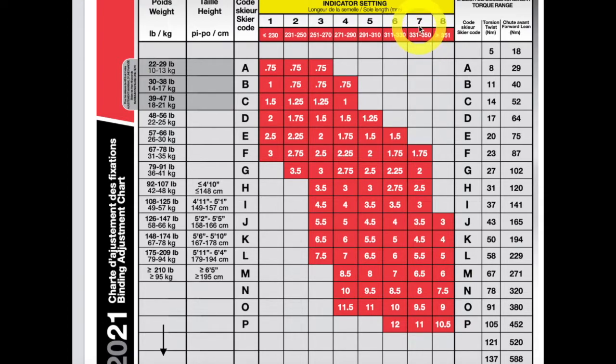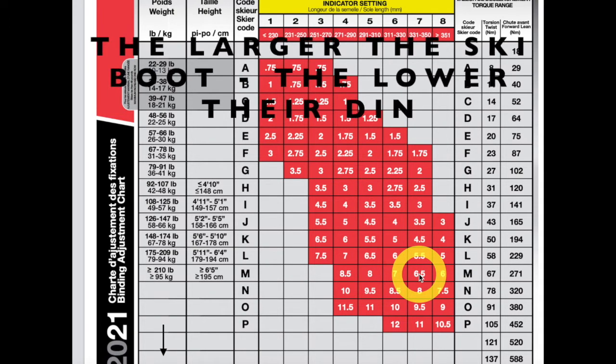338. So that means I'm in this 7. So I go down this 7 till I get to my M, 7 and M, and that gives me a DIN setting of 6.5. So that's where I'd be sitting. The important point to note there, as you can see, is the larger people's boots, the lower their DIN setting.